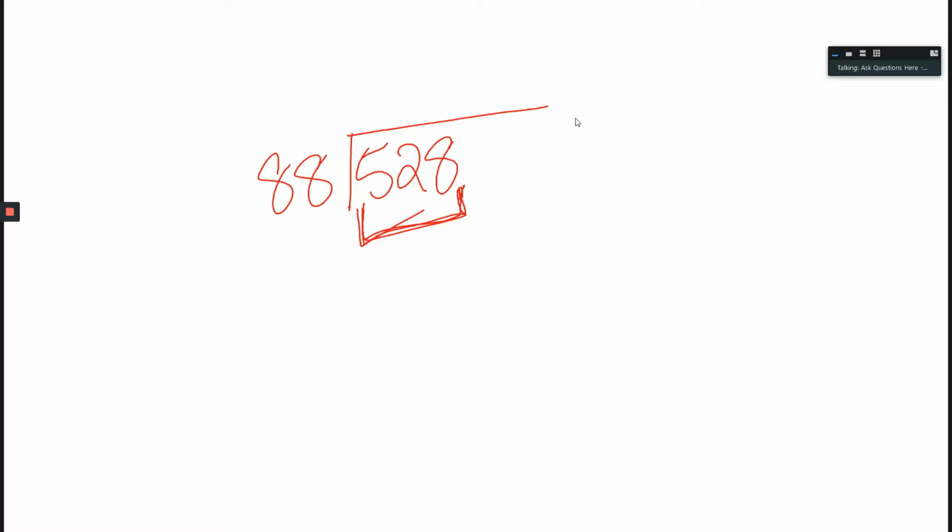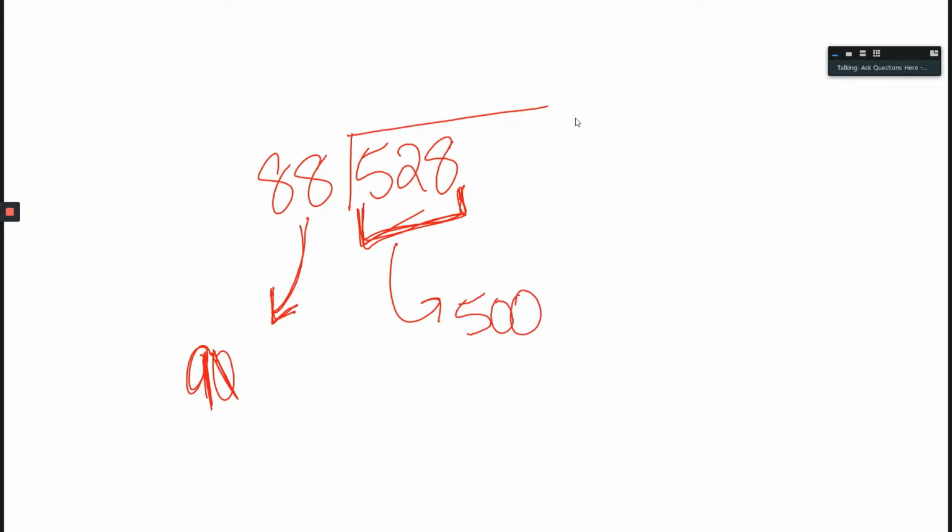So when it comes to bigger chunks of numbers where you don't really know the times tables, you can make 88 into the closest tens value it has. 88 is 2 away from 90, so you can round 88 up to 90. And then 528, you can round down to the closest hundreds place. So you can estimate that to be around 500.